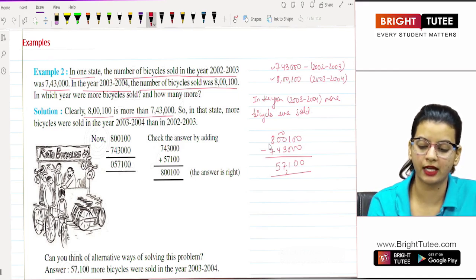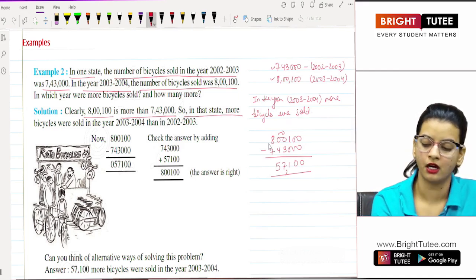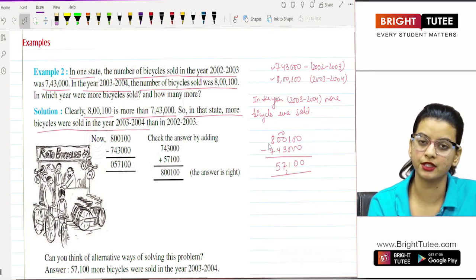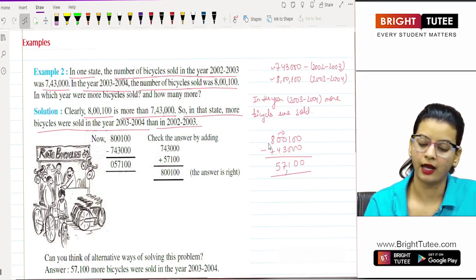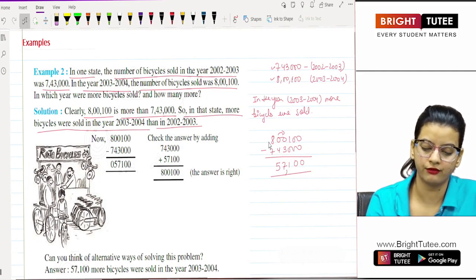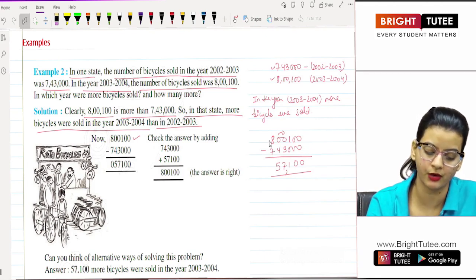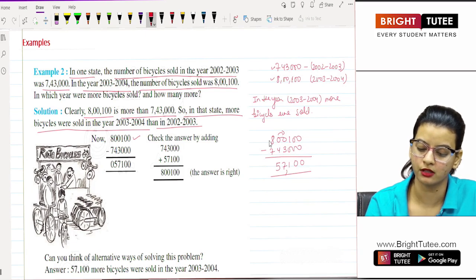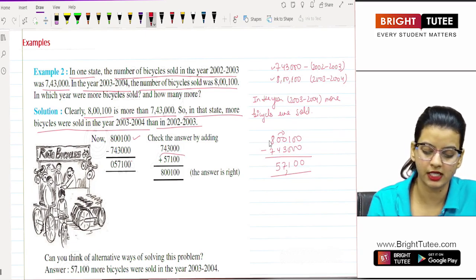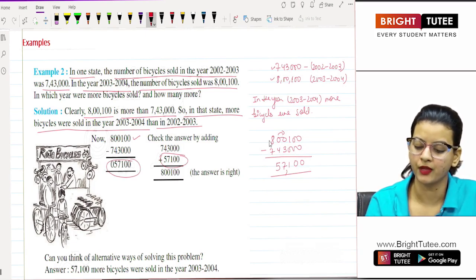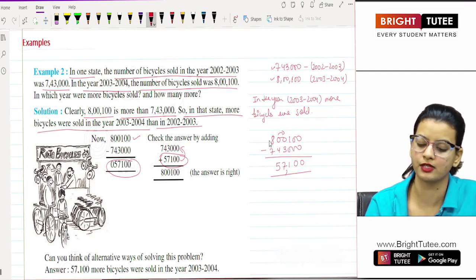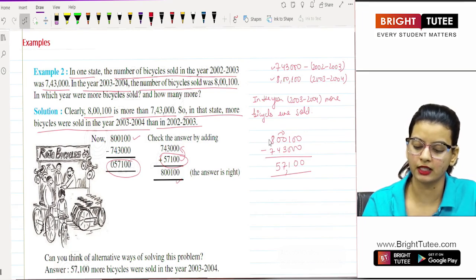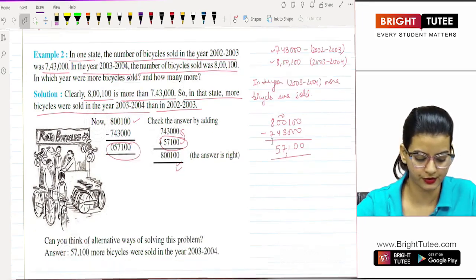Okay. So, clearly 8,100,000 is more than 7,43,000. So, in the state, more bicycles were sold in the year 2003 to 2004 than in 2002 to 2003. And how much more? When we subtracted 7,43,000 from 8,100,000, we got 57,100. And you can also check your answer. When you add this 57,100 to 7,43,000, you again get 8,100,000. So, the answer is right.